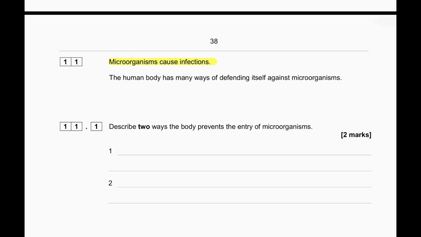Microorganisms cause infections. The human body has many ways of defending itself against microorganisms. Describe 2 ways the body prevents the entry of microorganisms. First of all, we have to understand what the barriers for microorganisms within our body are.